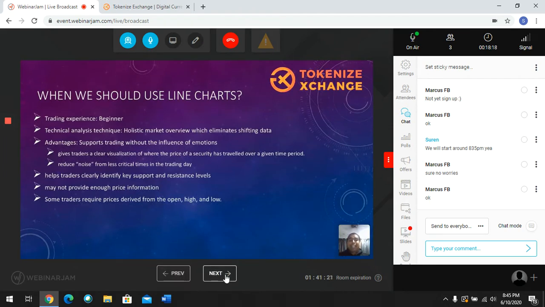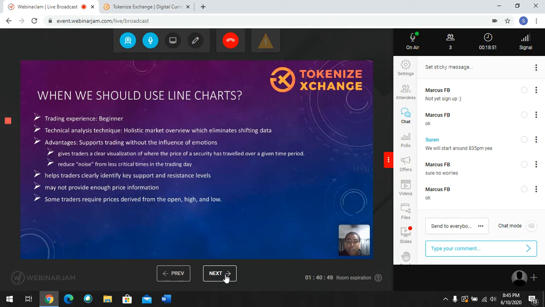When should we use line charts? Basically, as I said earlier, line charts are purely for beginners. Sometimes I do use line charts just for explanation to my clients, as well as just to get a glimpse of what's happening in the market. Just a quick glance: downtrend, uptrend, so that I can make a sound decision on what's next. The technical analysis technique gives a holistic market overview, which eliminates shifting data.